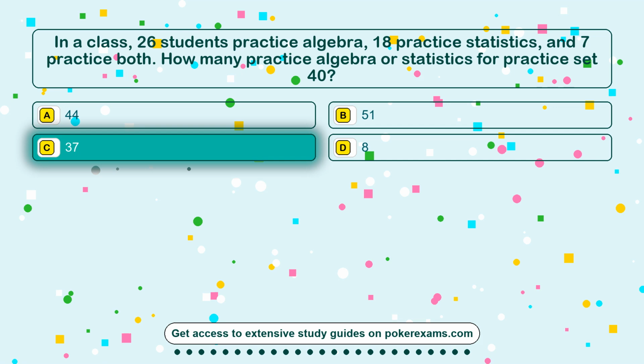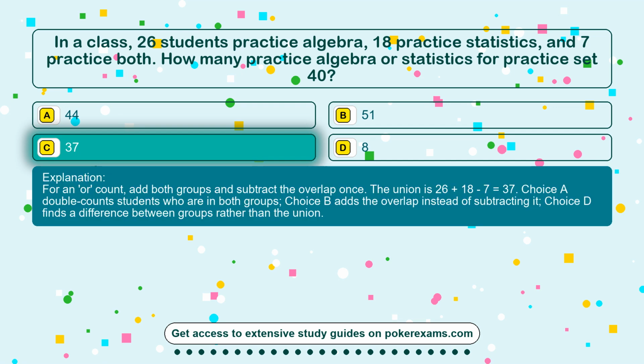The correct answer is option C, 37. For an OR count, add both groups and subtract the overlap once. The union is 26 plus 18 minus 7 equals 37. Choice A double-counts students who are in both groups. Choice B adds the overlap instead of subtracting it. Choice D finds a difference between groups rather than the union.